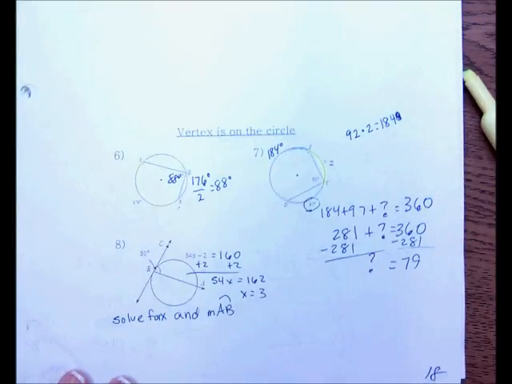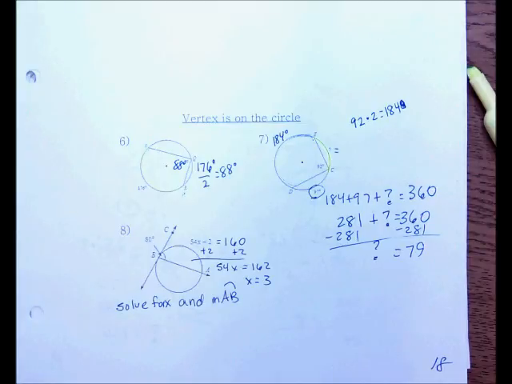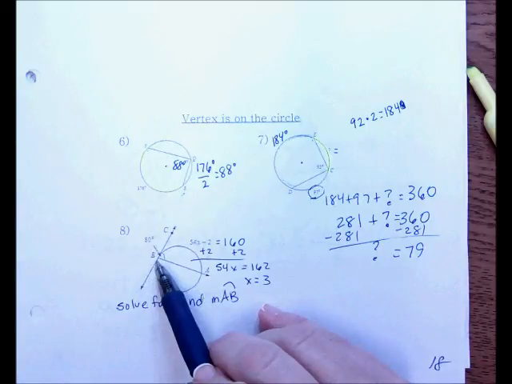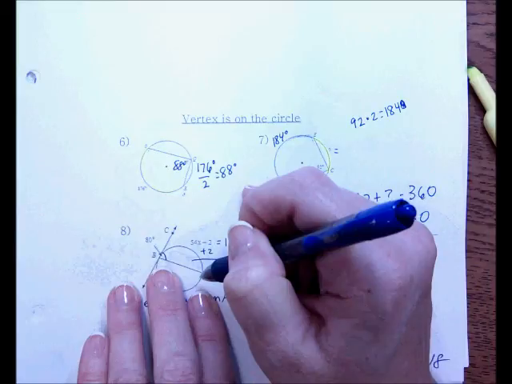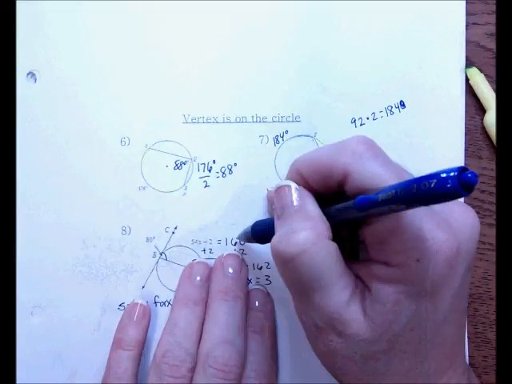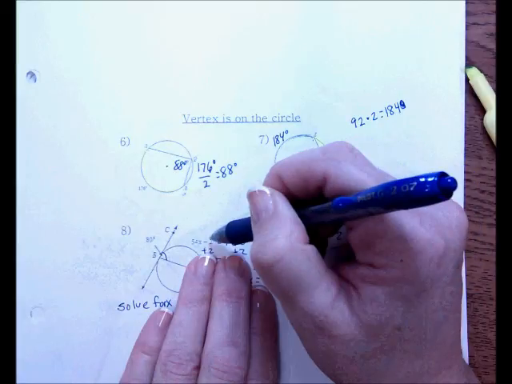Number 8, of course, it gets a little bit more complicated. Again, we have the vertex on the circle. So I know that the measure is half, so that 80 is equal to 50x minus. So I solve for x, and the measure is 60. Or one of the last ones.